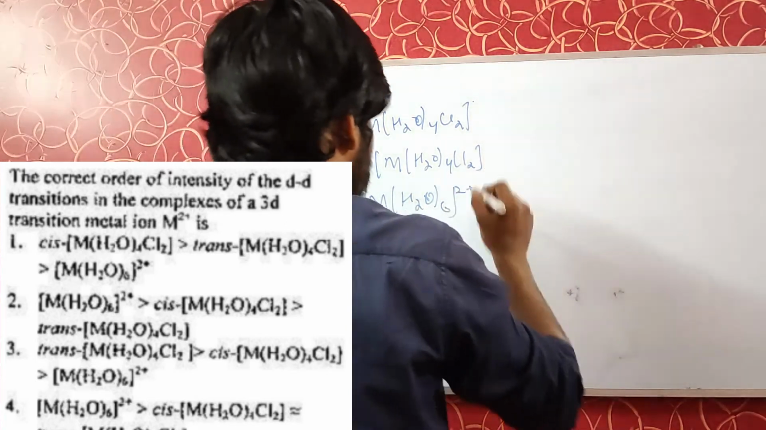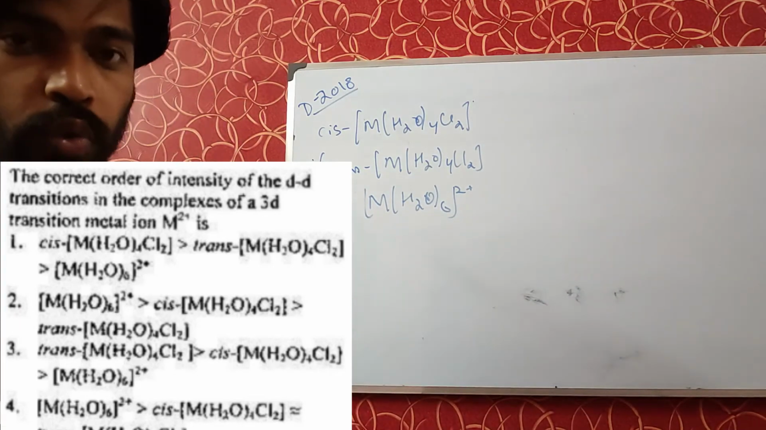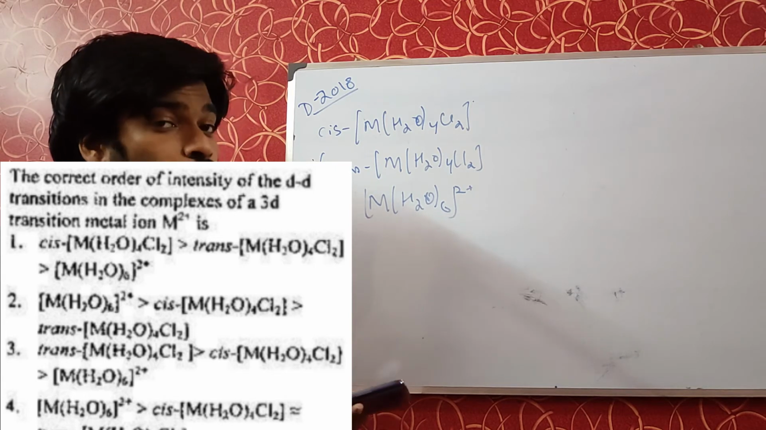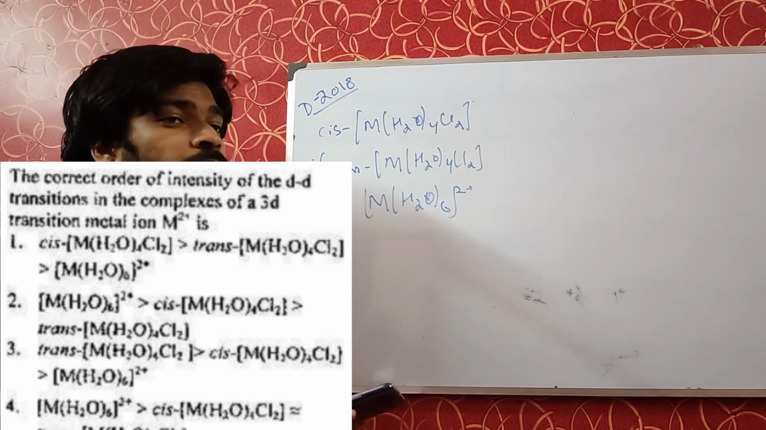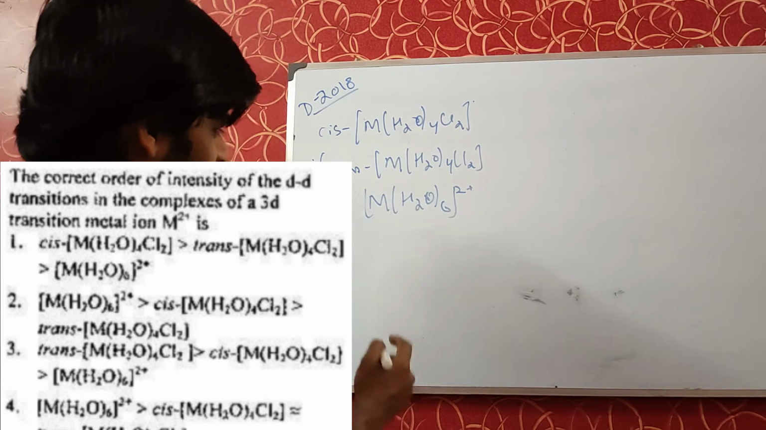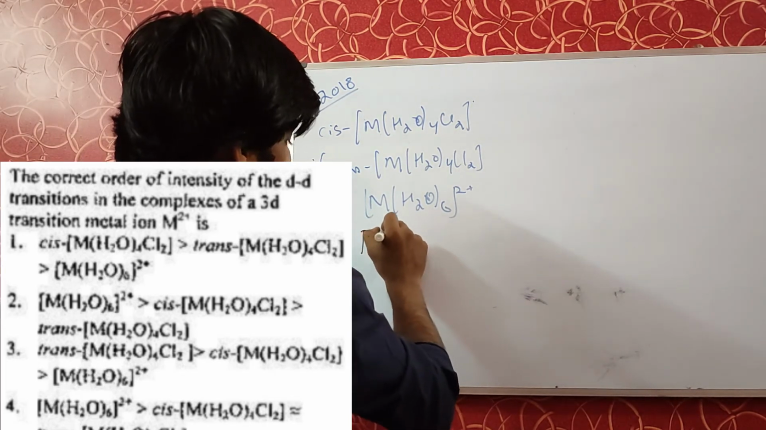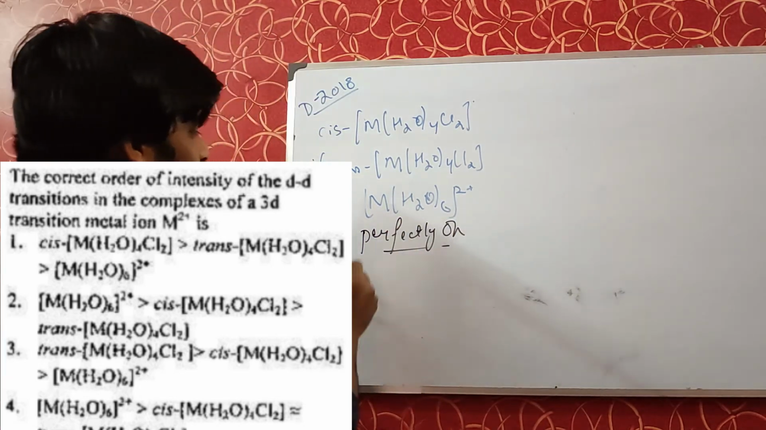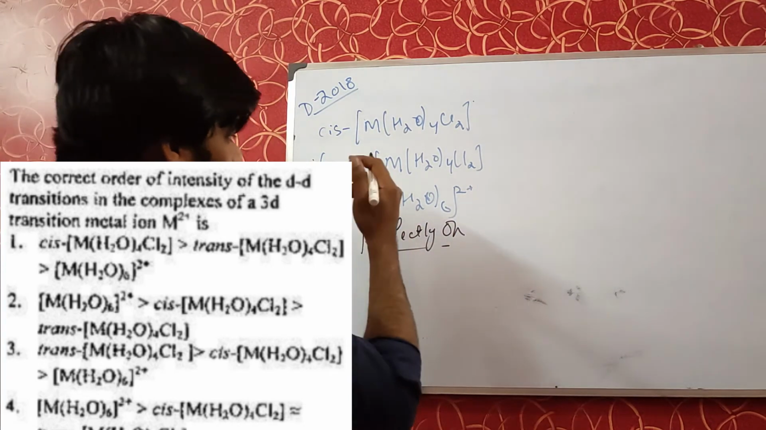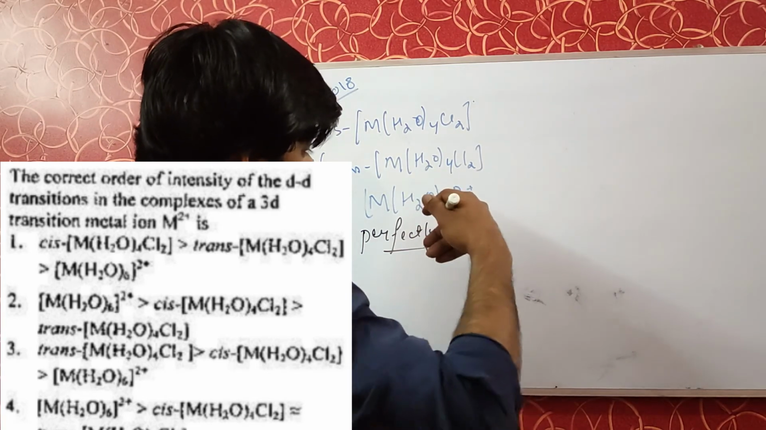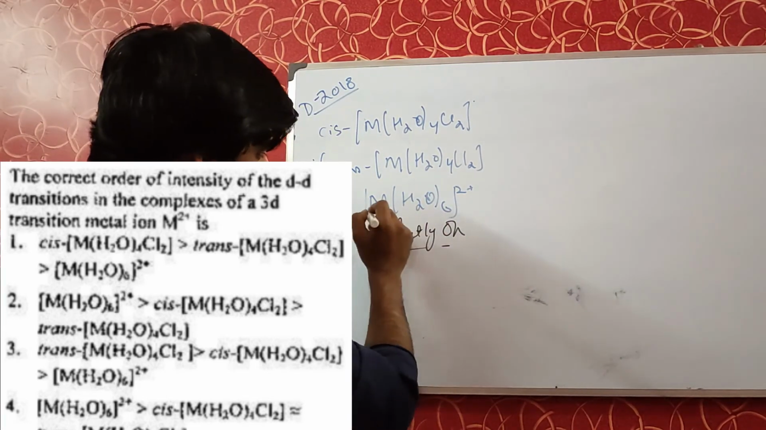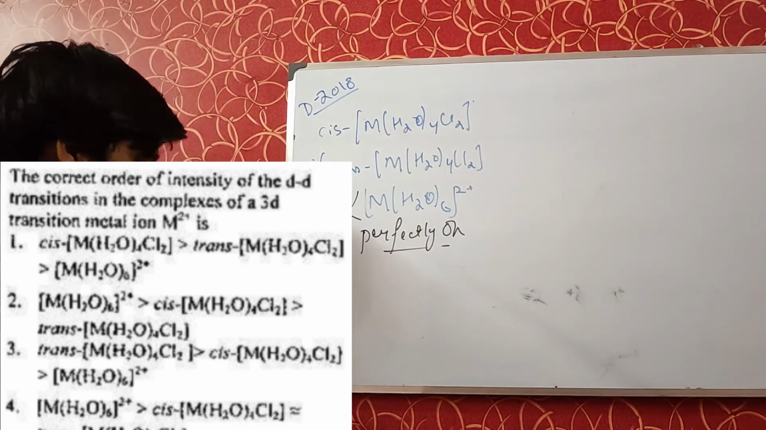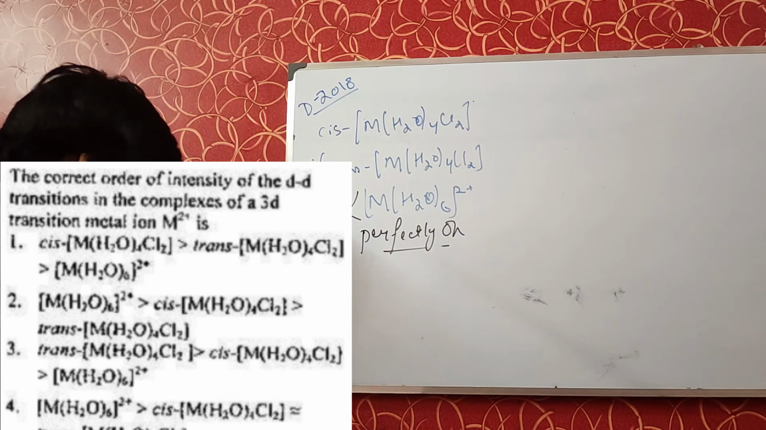Now if you recollect the Laporte selection rules, they get relaxed in those cases when there is a loss of the center of symmetry. In this case, [M(H2O)6] is perfectly octahedral, so there is no loss of center of symmetry. That means this will be the lowest in intensity.